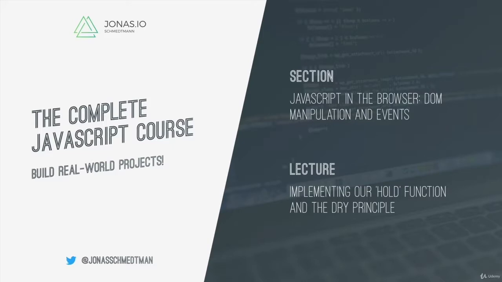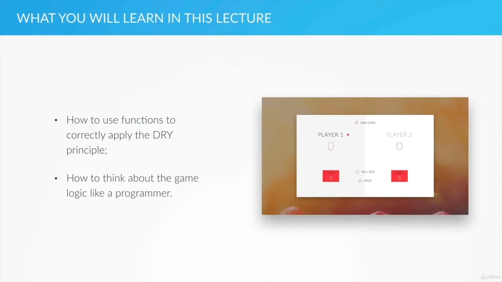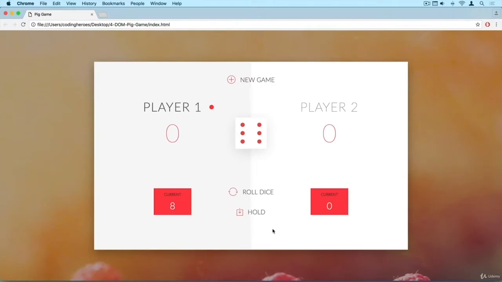In this lecture, we are going to implement our hold function and also talk a little bit about the don't repeat yourself principle. So we will continue using the concepts that we have learned so far, and we will also learn how to use functions to correctly apply the don't repeat yourself principle. And of course, we will continue thinking about the game like a real programmer. So let's do that.